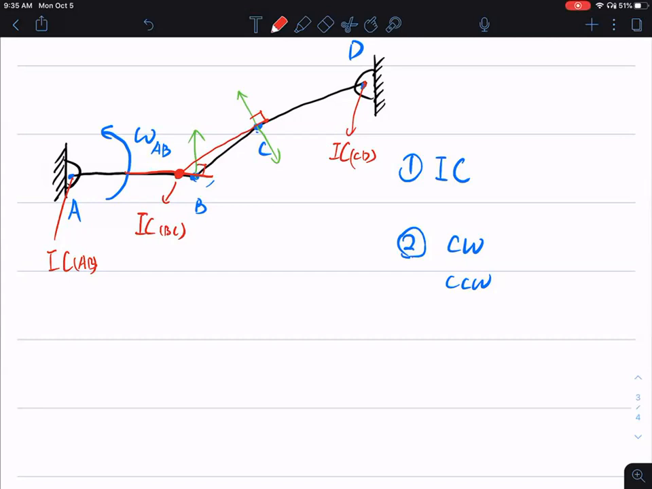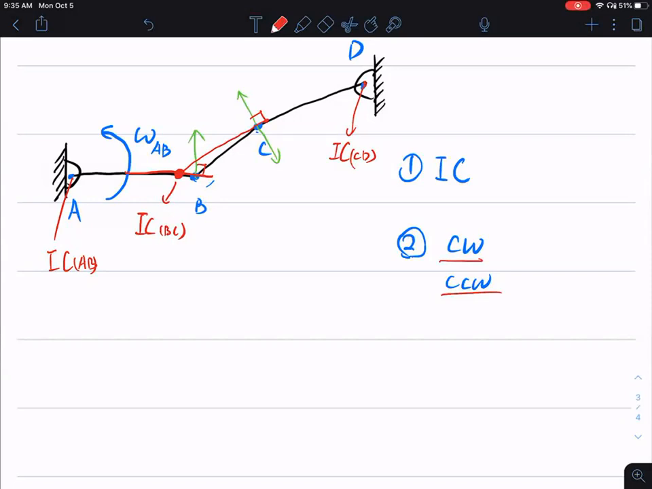Let's look at whether they are counterclockwise or clockwise. Which one is counterclockwise? Which one is clockwise? So AB, no doubt, is counterclockwise. How about BC? Is BC going clockwise or counterclockwise?